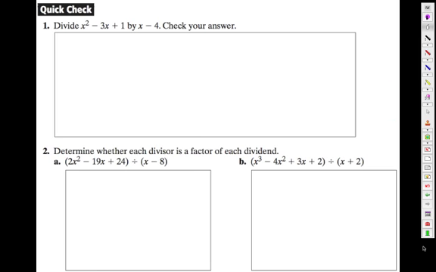So here's a quick check. If you guys have any questions or you're not too sure if you want extra practice, go ahead and take a couple minutes and pick one or two or all of these problems here and try it out for yourself, see if you got this down.